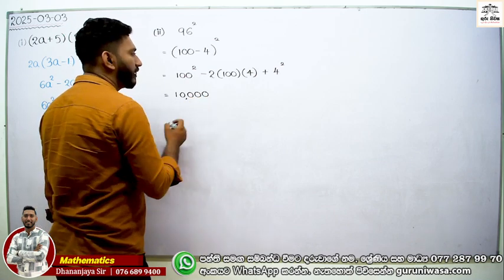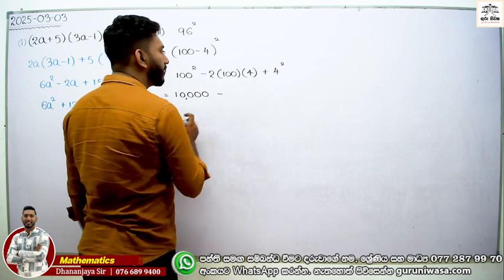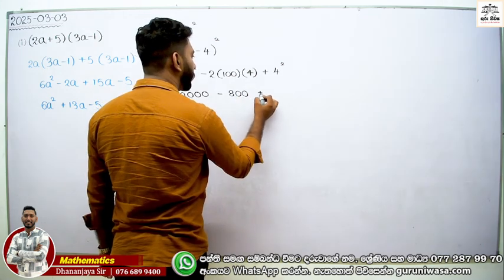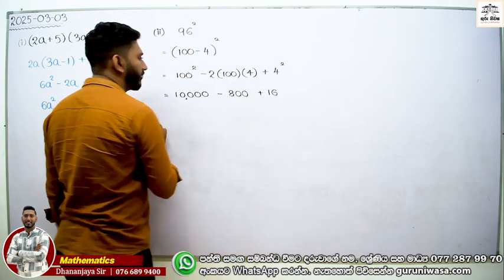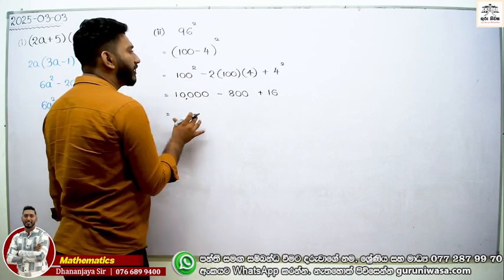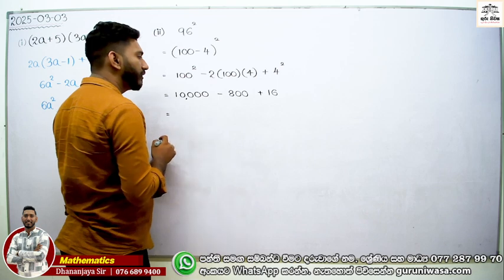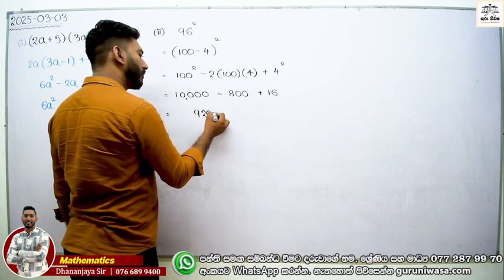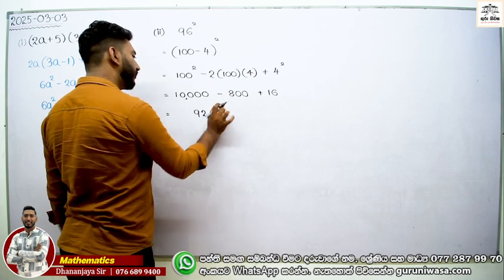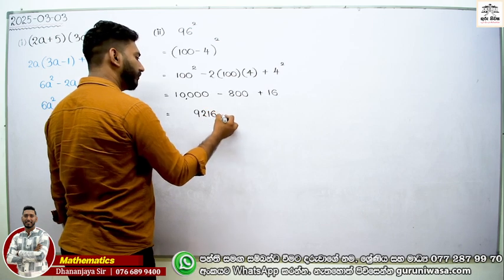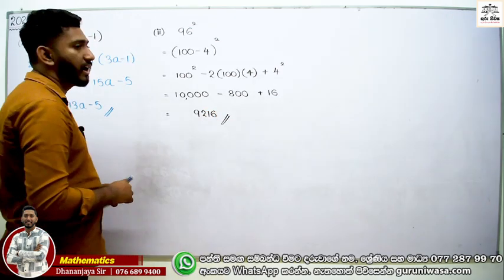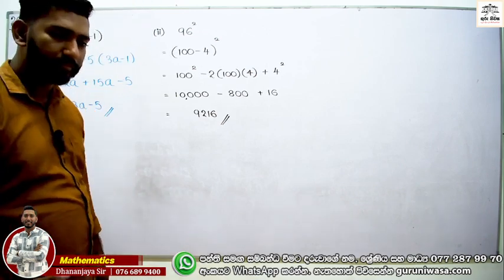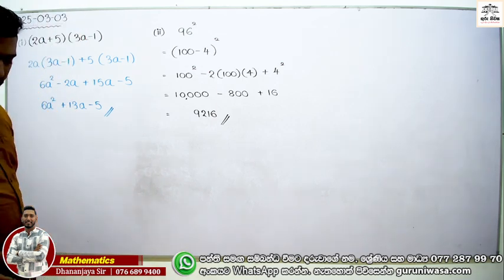100 squared, how many zeros? 4 zeros, 10,000. Minus 2 times 4 times 100 is 8 and 2 zeros, 800. Plus 16. Now what to do? 10,000 minus 800 becomes 9,200. And 9,200 plus 16, and this is the answer for 96 squared: 9,216.